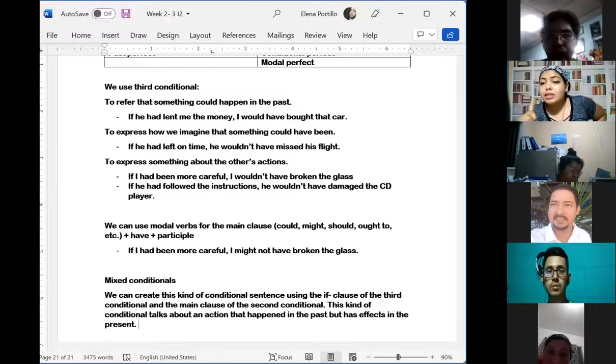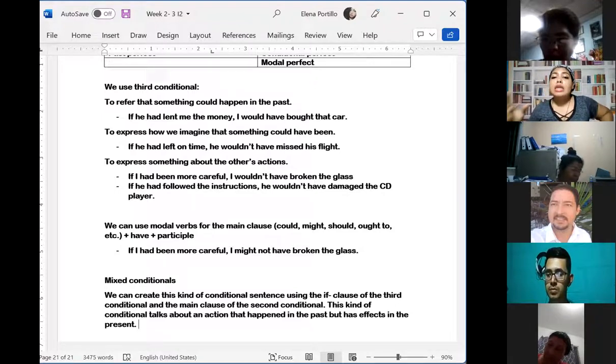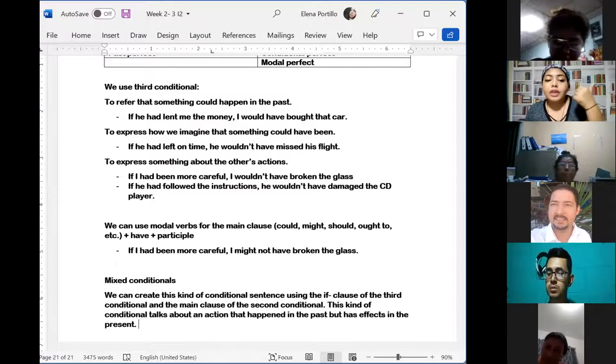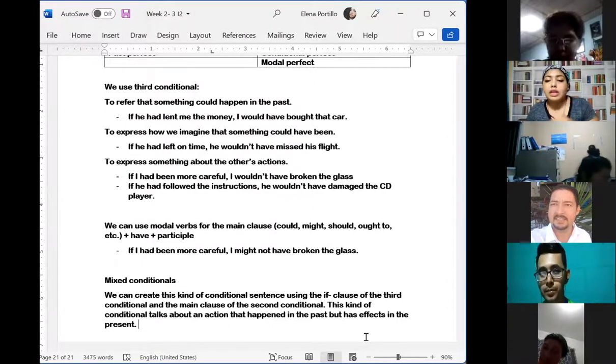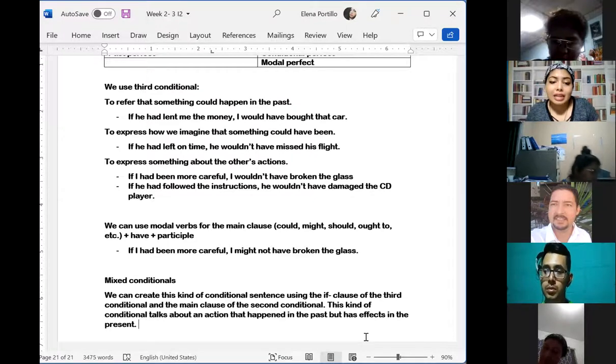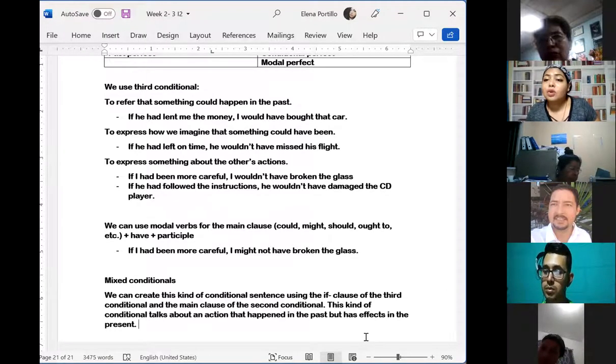Así que vamos a crear este tipo de condición, de oración condicional, creando, ¿verdad? Uniendo dos oraciones diferentes o dos tipos de condicionales diferentes. Vamos a utilizar el if clause of the third conditional. Vamos a utilizar el if clause, la primera parte, o en este caso puede ser primera o segunda parte de la oración, de la tercera, the second conditional. Of the third conditional and the main clause of the second. Vamos a utilizar el if clause de la tercera y el main clause de la segunda.